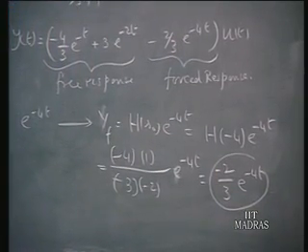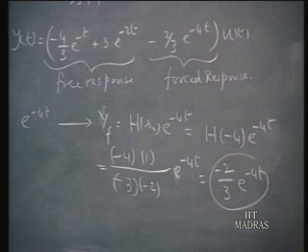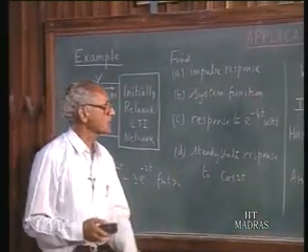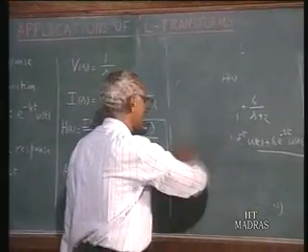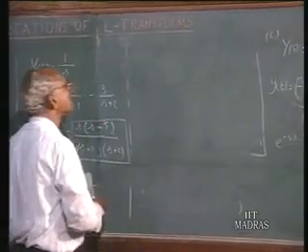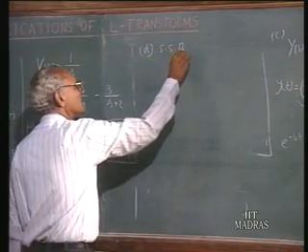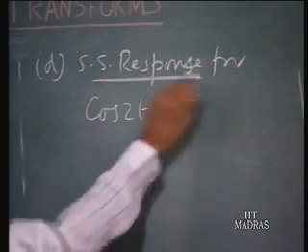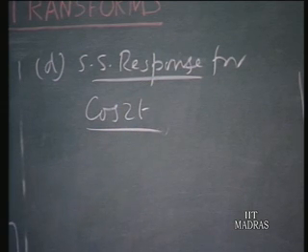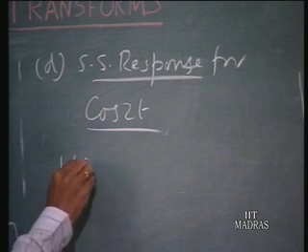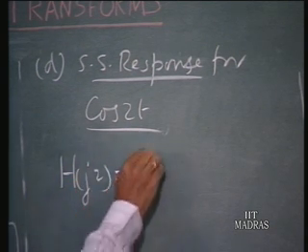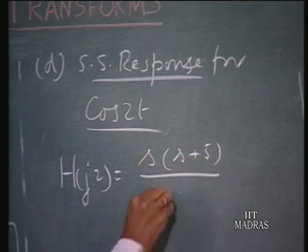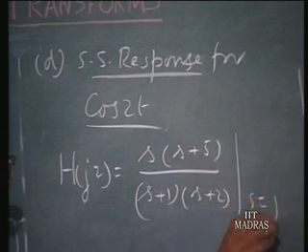So in verification of the forced response, you can see that the forced response can be obtained by substituting s naught for s, where s naught is the complex frequency present in the input exponential signal. The last part is, what is the steady state response for cos 2t? So the input sinusoid has a frequency 2. So H(j2) equals, our H(s) is s times (s plus 5) divided by (s plus 1) times (s plus 2), with the substitution s equal to j2.